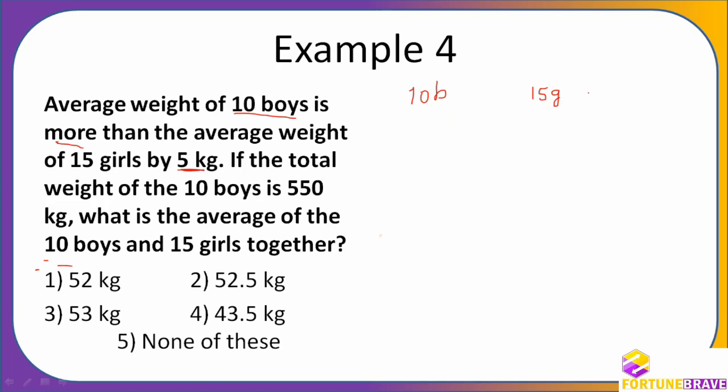So now I'll write down: if the average of these girls is A, then the average of boys will be A plus 5. Correct? I took A, so it's fine. If the average of girls is A, then the average of boys will be A plus 5. No doubt at all. If the total weight of the 10 boys is 550 kg, what is the average of 10 boys and 15 girls together?